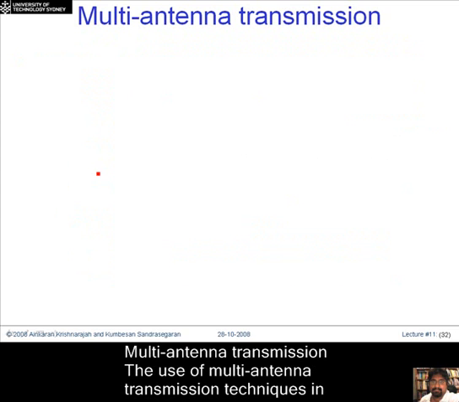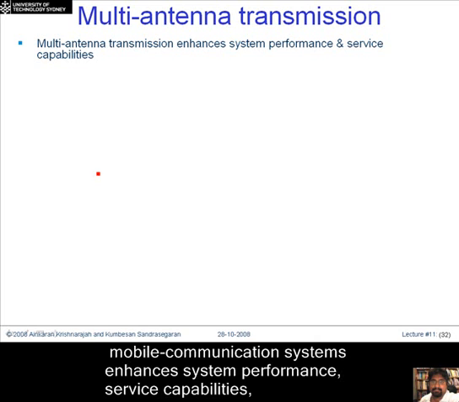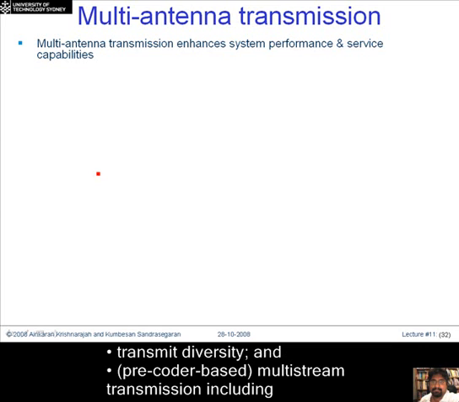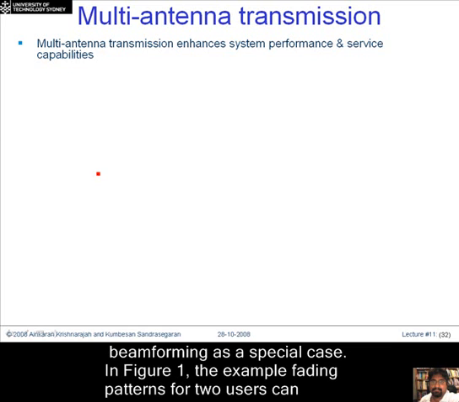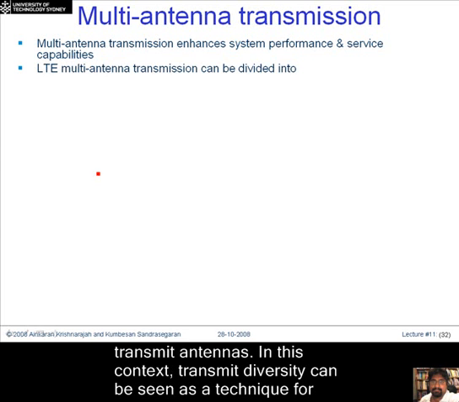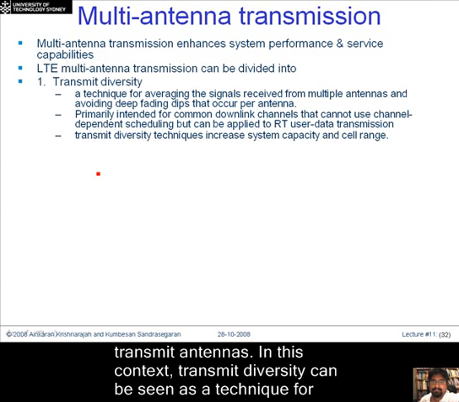Okay, we also talked about this business of multiple antenna transmission. So we can have multiple antennas. We can either have one transmit antenna and one receive antenna, or two antennas at the transmitter and two antennas at the receiver, or either 2 or 4 at the transmitter or 2 or 4 at the receiver. Okay, basic idea behind MIMO. So these multi-antenna transmission systems can enhance the system performance, and these LTE multi-antenna can be divided into two types.